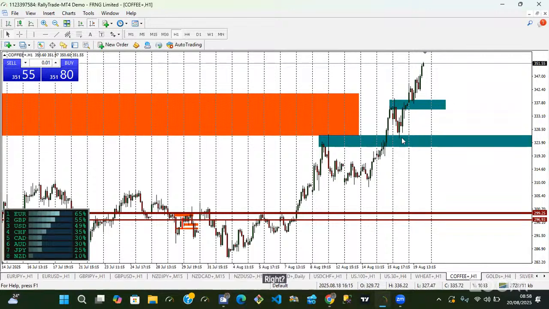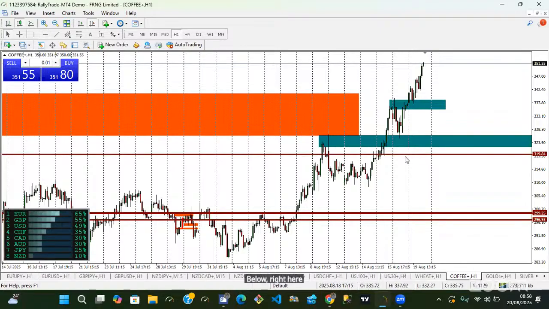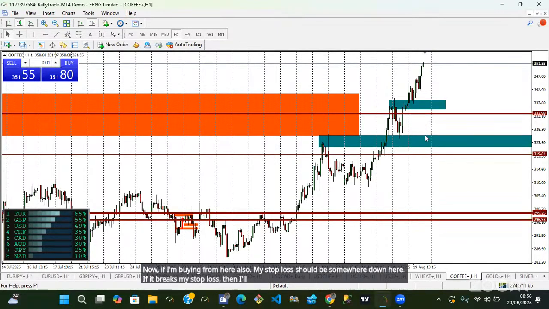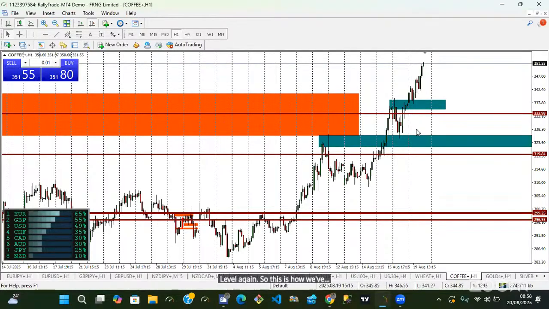Right? So if I'm buying it here, my stop loss can be somewhere below right here. All right. So in case it breaks it, then I expect the retracement back into these levels. Now, if I'm buying from here also, my stop loss should be somewhere down here. If it breaks my stop loss, then I'll wait for it at this previous level again. So this is how we trade, and this is how we manage our trades.